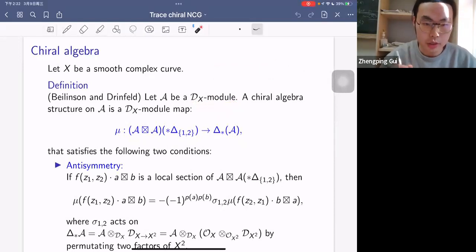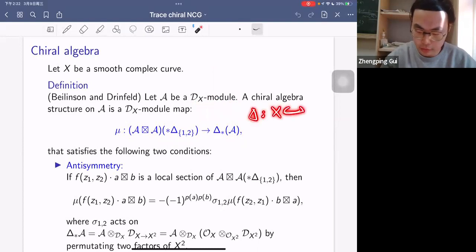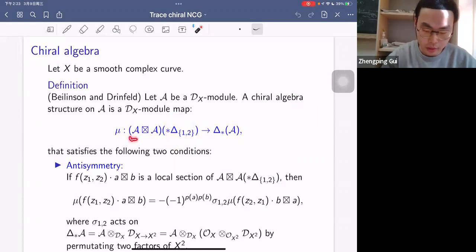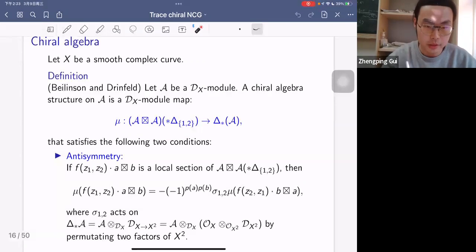The chiral algebra structure is a D-module map from the bisections to the D-module push forward of the original A. The D-module push forward is given by the diagonal push forward for the diagonal embedding, so we can push the D-module to X cross X. Here, this notation means that we allow sections which can have a meromorphic pole along the diagonal. The axioms for a chiral algebra are two properties. The first is anti-symmetry. This means that if we switch two variables, we get just a Koszul sign. Now we suppose we deal with some kind of super chiral algebra.